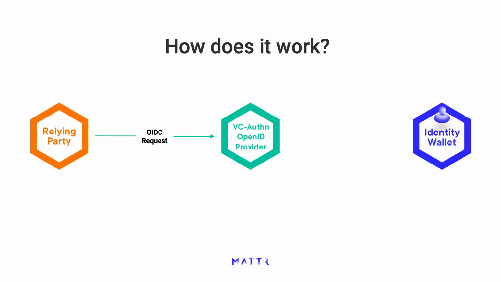So this flow's probably pretty familiar to some. You have an OIDC request from a relying party to an OpenID Connect provider. This is just a VC-AuthN-based provider.